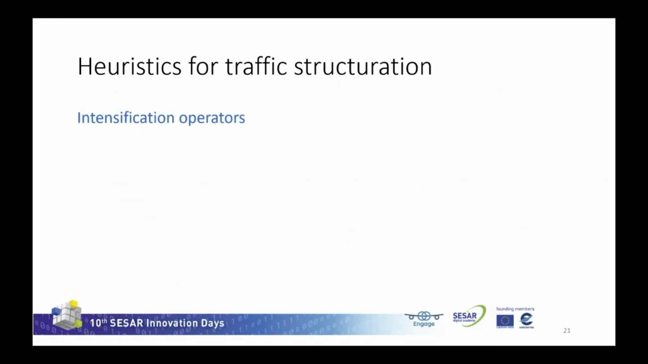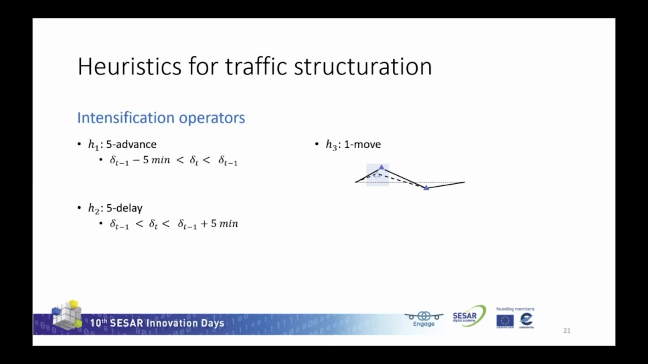So let me introduce the heuristic operators for the traffic structuration. The first group is the intensification heuristic operators. We have H1, the 5 advance, used to advance the departure time within 5 minutes. And H2, the 5 delay, is used to delay the departure time within 5 minutes randomly. H3 is used to move a single waypoint to change the flight route. And H4 moves two or more waypoints to generate a new flight route.